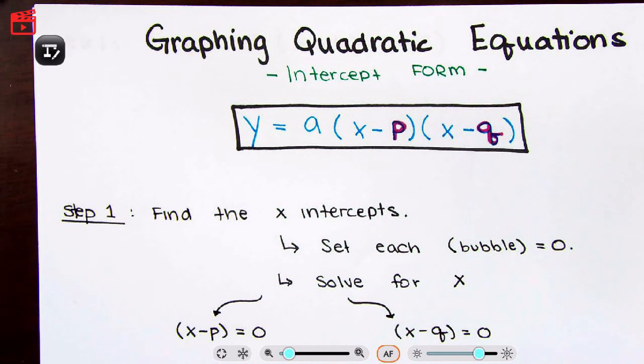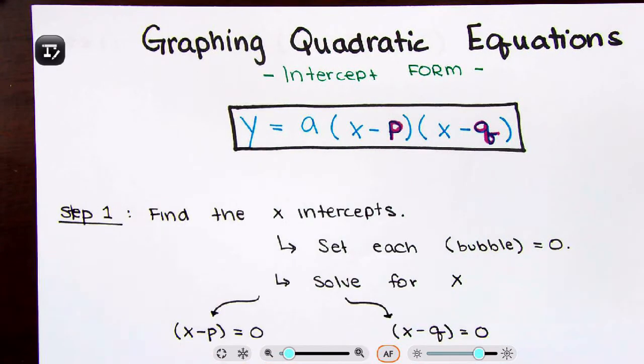Now, intercept form will look something like this, where you have y equals a times, and you'll see two bubbles, two parenthesis groupings. One of them will have x minus or plus a number. The other one will have x minus or plus a different number. Now, those numbers could potentially be the same. If they are, that's fine. But what you're going to do with those bubbles is find the x-intercepts.